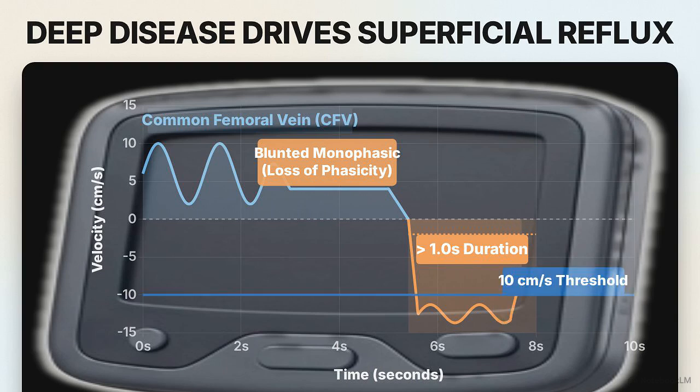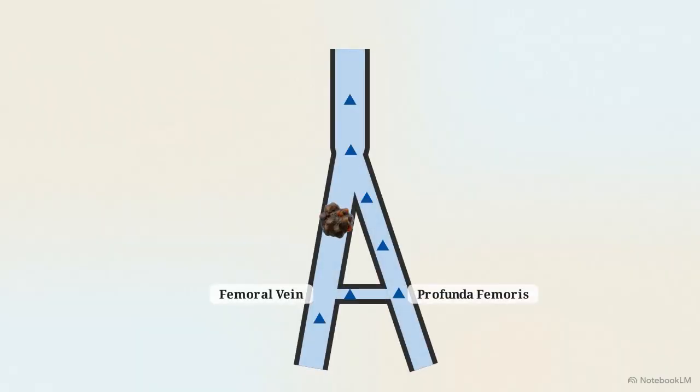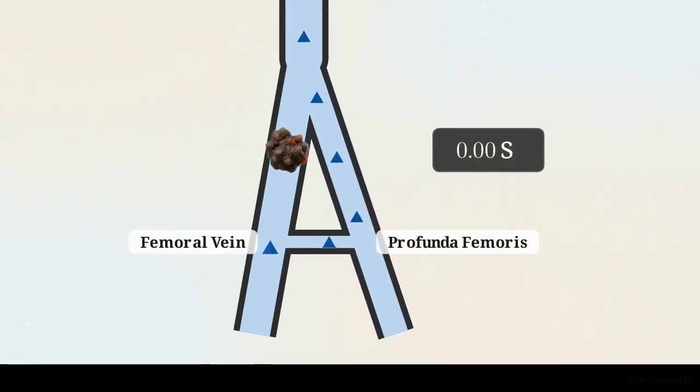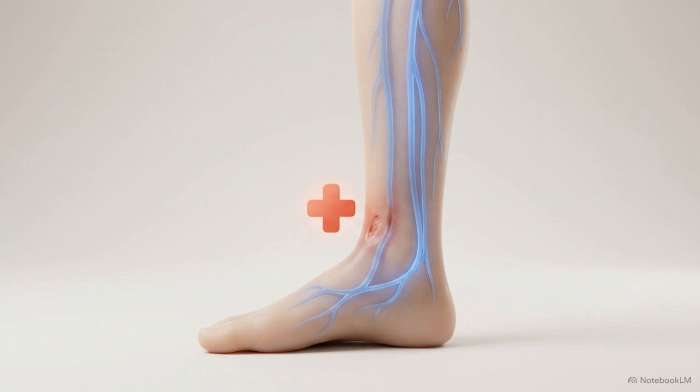If deep reflux velocities exceed 10 centimeters per second, it indicates severe deep disease is driving the superficial flow. Next, check the hidden bypasses. The profunda femoris serves as a vital collateral when the femoral vein is blocked, and pathological reflux here is marked by a threshold of 0.5 seconds or greater. Assess the tibial veins as well, as they are critical if the patient has active or healed ulcers.